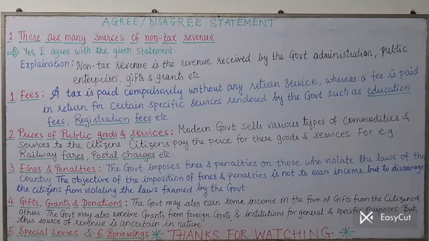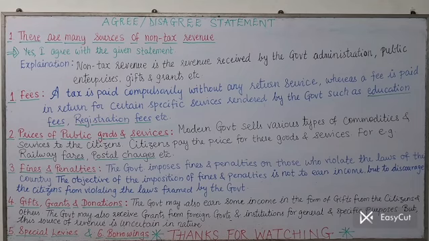Then we have to write the supporting explanation for the statement. So we are writing the explanation. In short, we'll write the meaning of non-tax revenue. What is non-tax revenue? Non-tax revenue is the revenue received by the government from administration, public enterprises, gifts and grants, etc. This is what non-tax revenue is. Now let us see the different sources.